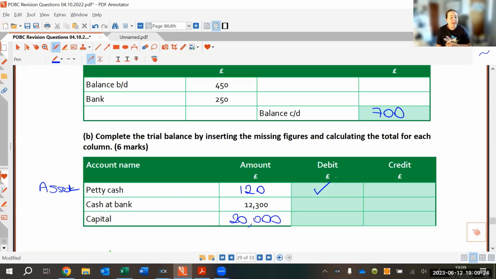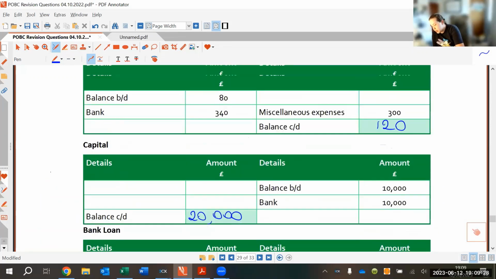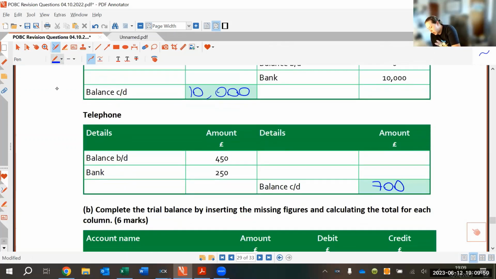No, it's the balance on the petty cash account. If you just go back and have a look, so you can see that we had £80 in the tin. We've then given another 340 in from the bank to top it back up, but we've paid 300 out. So it means that we've got £120 left in our petty cash tin, is what that 120 represents. Right, we'll move back to our trial balance, if that's okay.